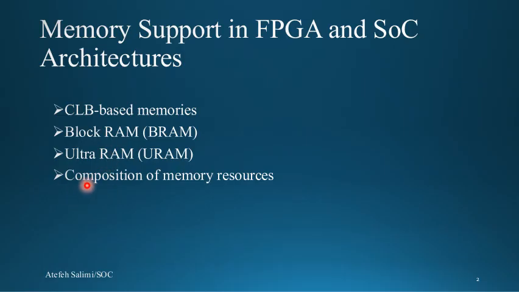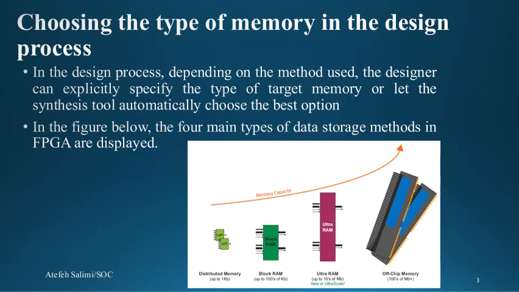In the final, we have composition of memory resources, which, based on the design or the architecture that you have, you could use a composition of different types of memory that we already have and could access on the FPGA or SoC parts. Based on the explanation I provided in the previous slide, choosing the type of memory in the design process is very important. Depending on the method used, the designer can specify the type of target memory or let the synthesis tool automatically choose the best option.